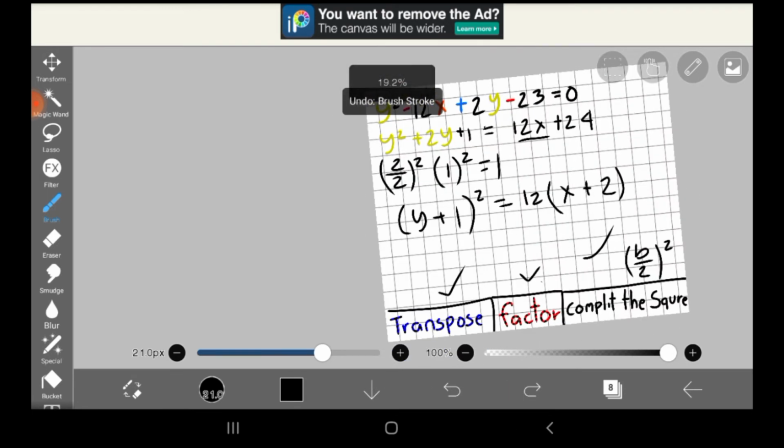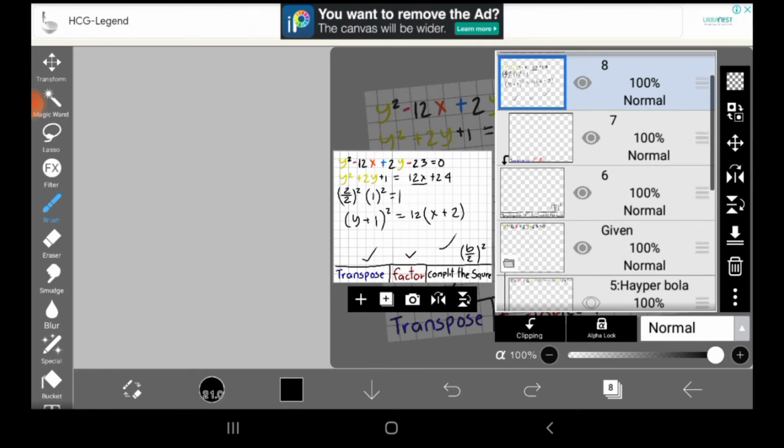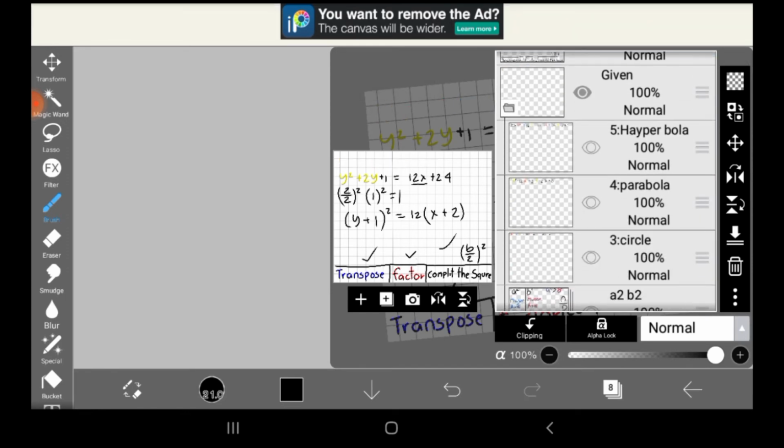Now let's try this technique on a hyperbola. Let's see if it works.